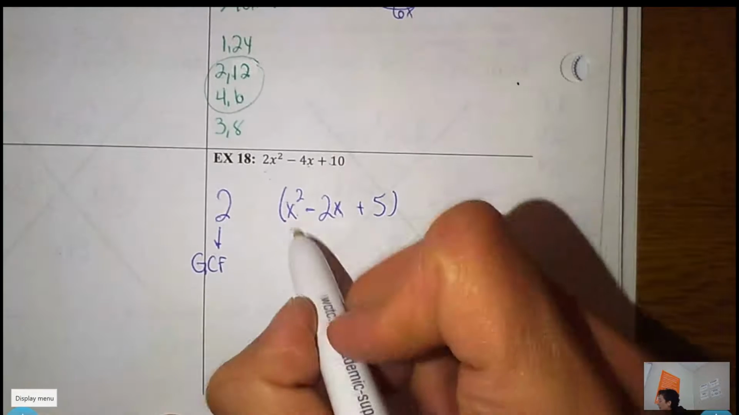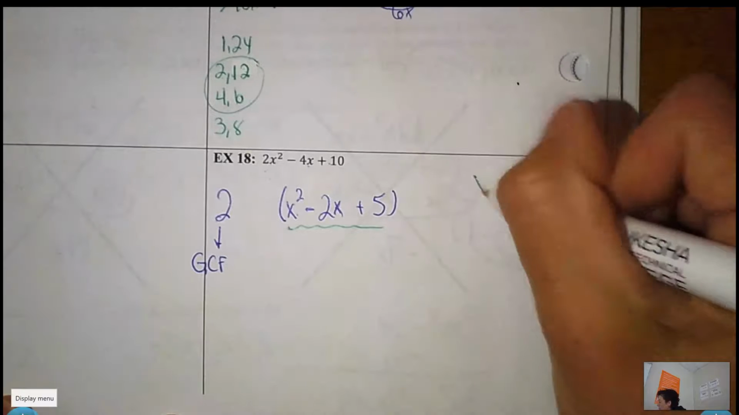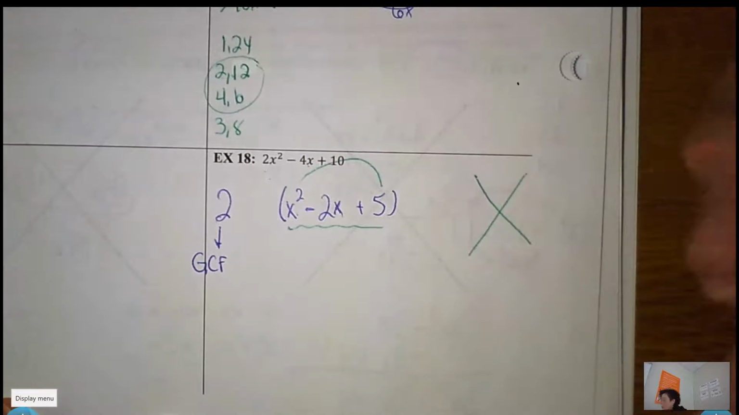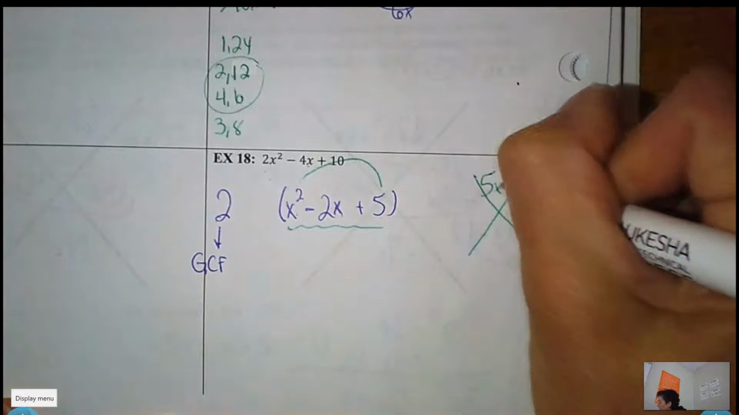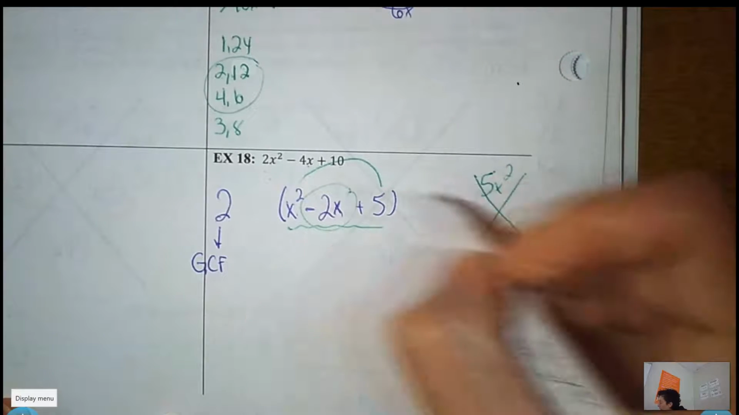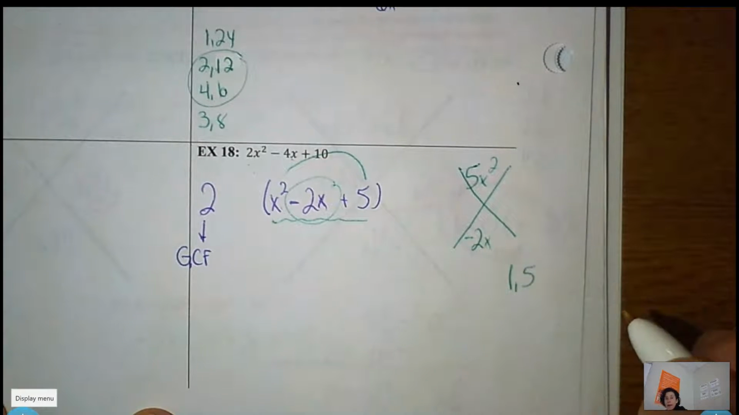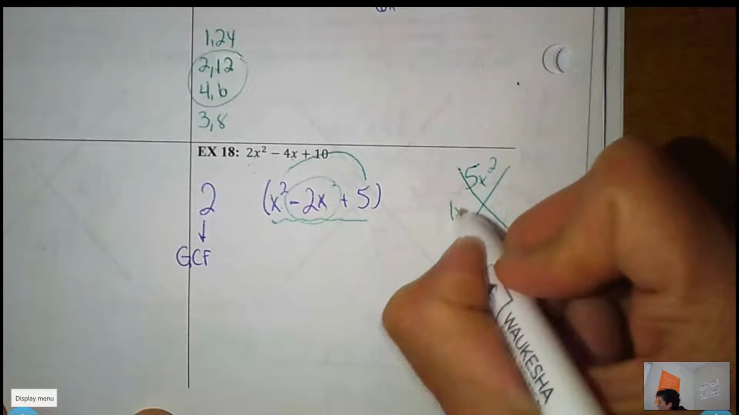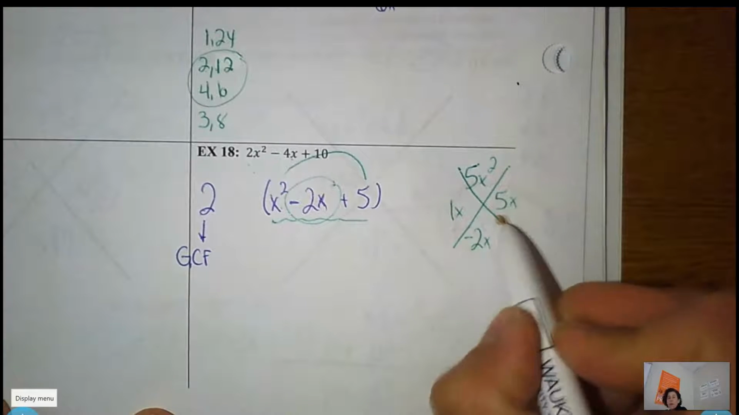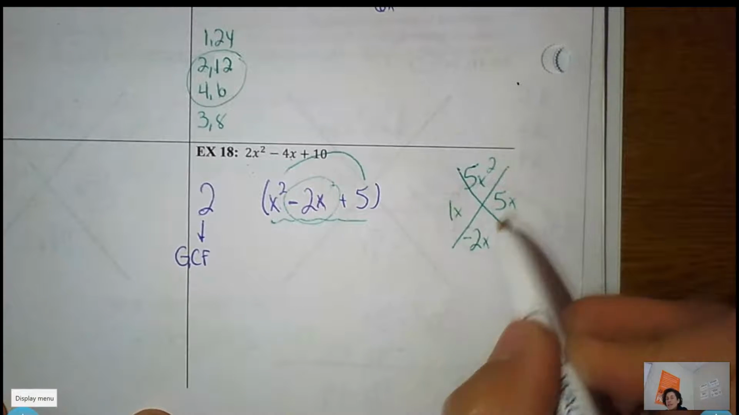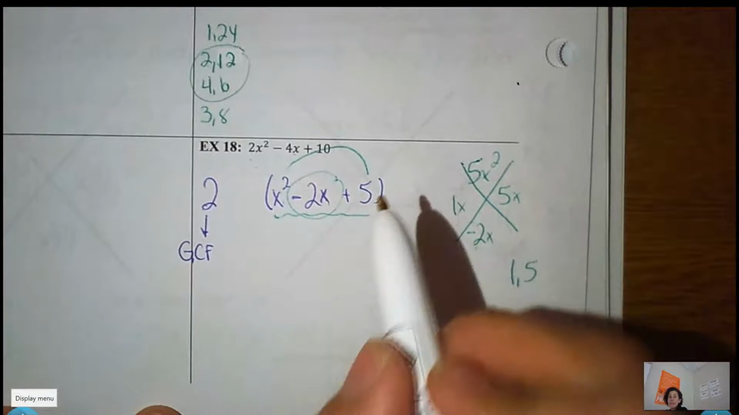And so from here, this has 3 terms. I'm going to make my x. So are there factors of 5 that can get me to negative 2? And the only factors of 5 are 1 and 5. And if I try to put 1 and 5, there's no way I can add and subtract these to get to here. So this is as far as it gets.